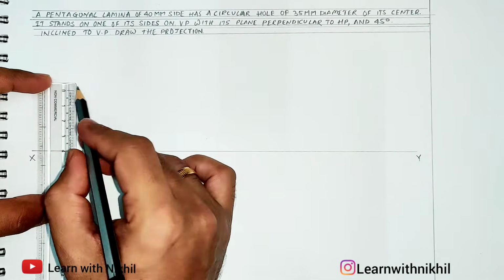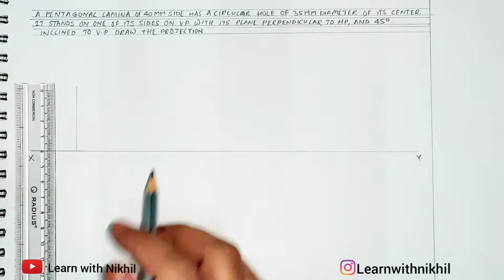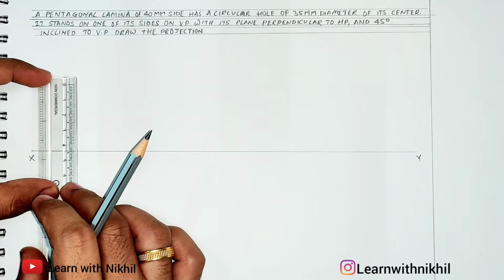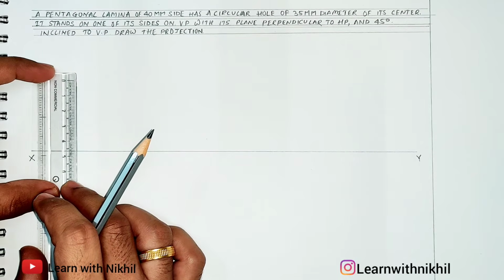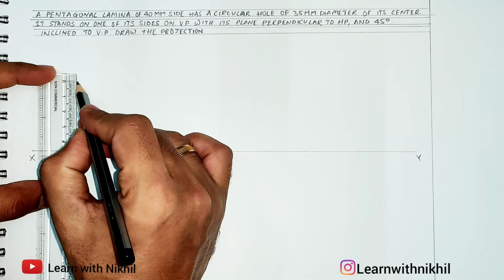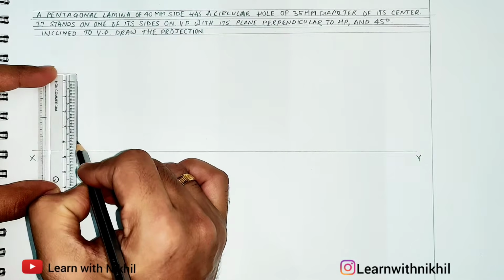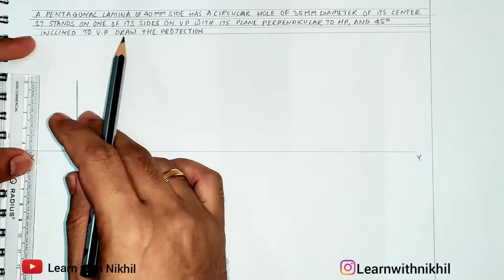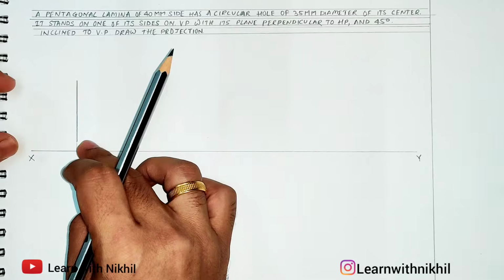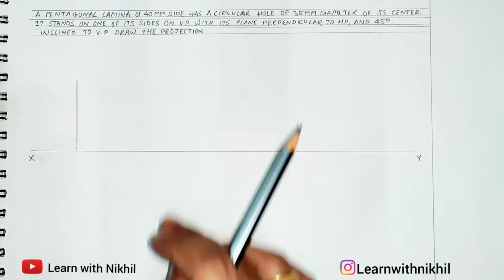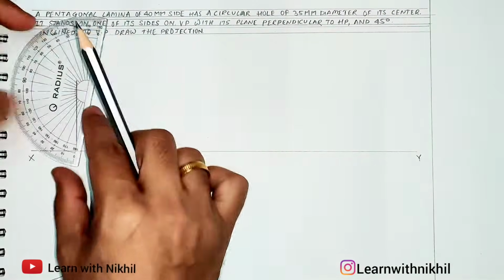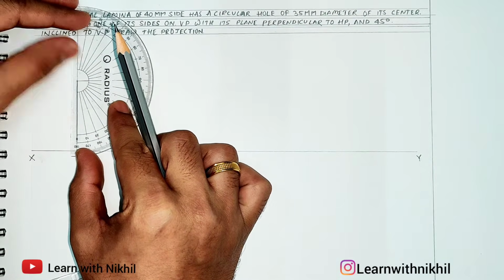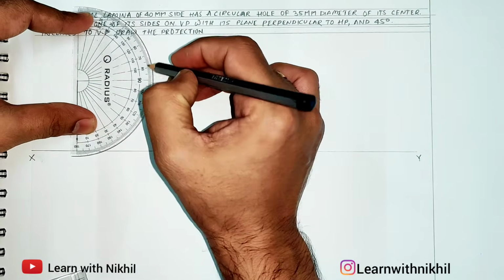Now first we will draw a pentagonal lamina, that is a pentagonal plate. So first we have drawn a straight line. The side of the pentagon is 40 millimeter. So first on this line we will mark a dark line of 40 millimeter. So this is one side of the pentagon. Now to draw the pentagon, as you know, we have to draw two angles, that is an angle of 108 degrees from both the ends of the side. So from here, at 108 degrees angle, mark the point.